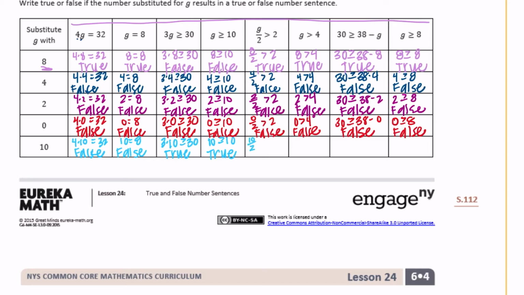10 over 2 is greater than 2. Well, 10 over 2 is 5, and 5 is greater than 2. So true. 10 is greater than 4. True. 30 is greater than or equal to 38 minus 10. So 38 minus 10 would be 28. 30 is greater than or equal to 28. That is true, because it is greater than. And 10 is greater than or equal to 8. That is true.